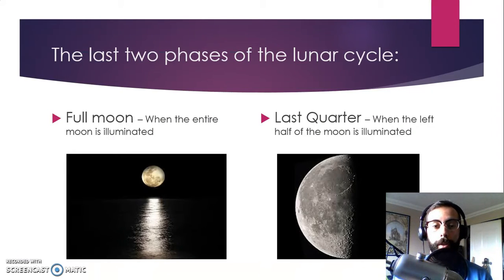The last 2 phases of the lunar cycle are the full moon and the last quarter. The full moon is when the entire moon is illuminated, as you can see, and the last quarter is when the left half of the moon is illuminated. An important note to remember is that the lunar cycle always starts from the right side of the moon and goes to the left side of the moon. And in pictures it may be depicted as a little bit slanted, up or down, but it always goes from right to left.